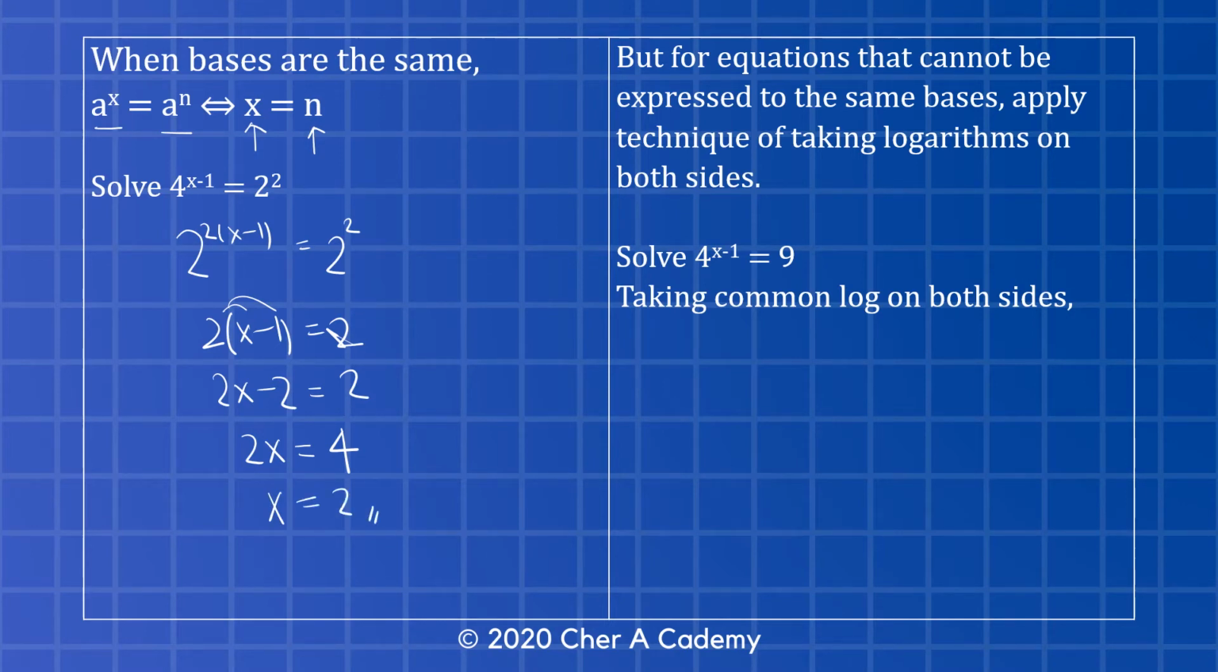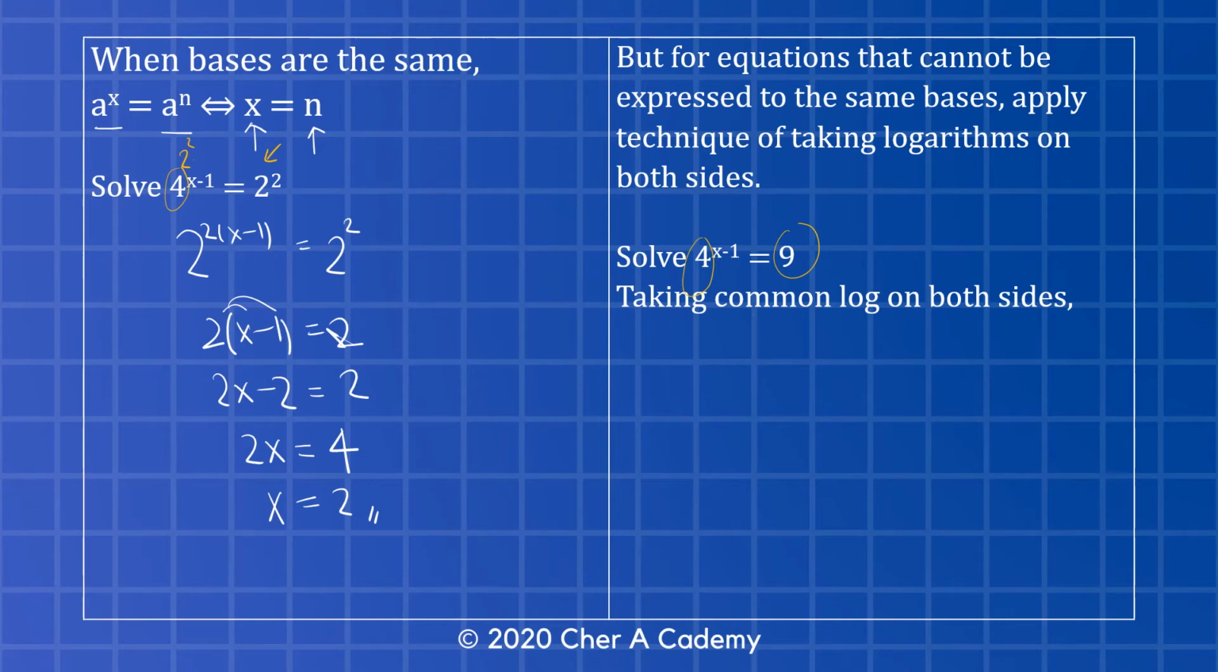But for equations that cannot be expressed to the same base, apply the technique of taking logs on both sides. Just now I could express my 4 as 2 squared, to make the base the same as the one on the right hand side. But now let's look at another question. Solve 4 to the power of x minus 1 equals 9. I cannot change 4 and 9 to the same base. There's just no way. So what we have to do is take common log on both sides.